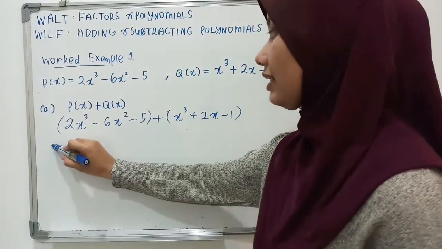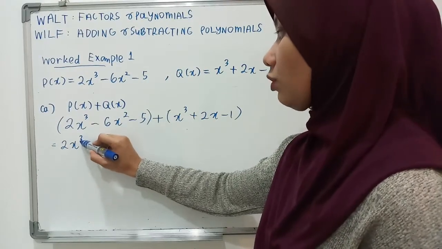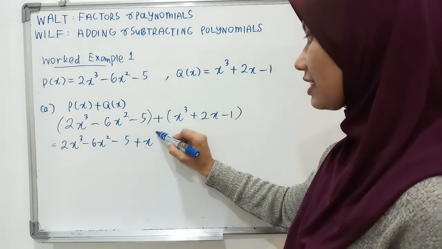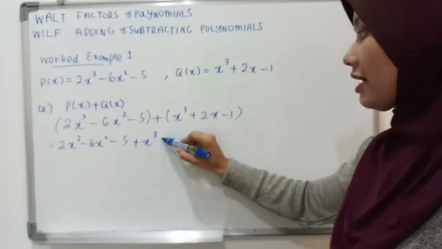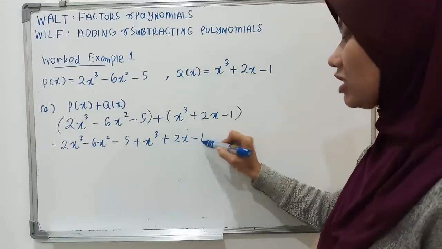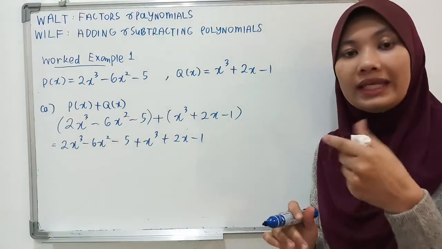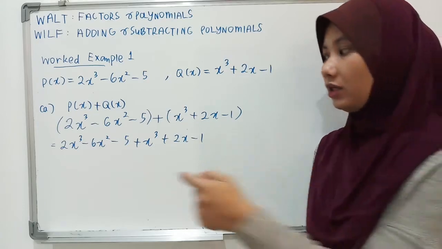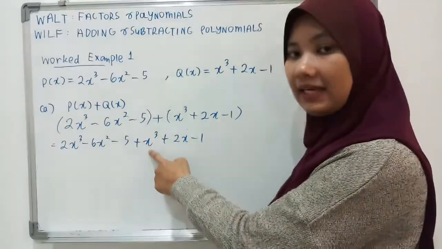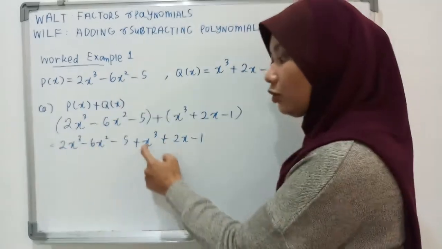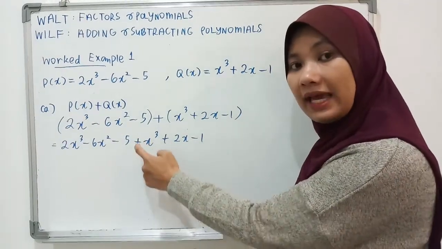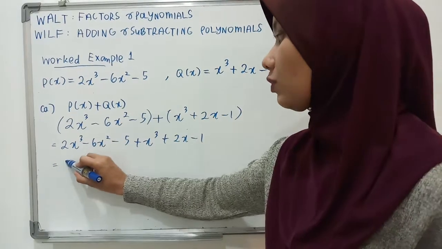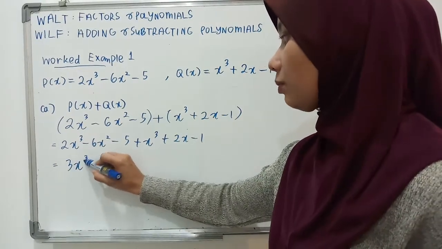Okay, you will get 2x cubed minus 6x squared minus 5 plus x cubed. I just open the bracket only. Plus 2x minus 1. Okay, so now you can only add the same terms with the same unknown. I have x cubed and another x cubed. If I don't have any number in front of my x cubed, means I have 1. So 2 plus 1, that is just equals to 3x cubed.